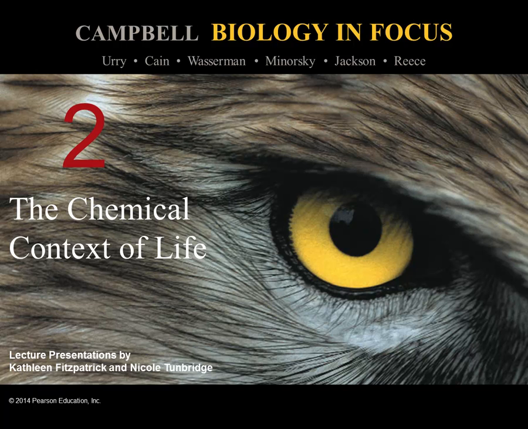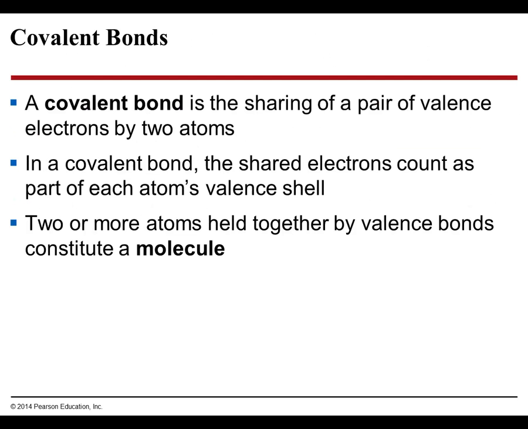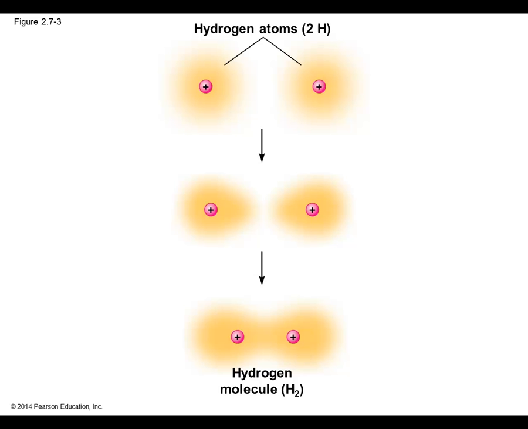This mini lecture is still in Chapter 2 and it's covering Concept 2.3, which basically is covering the major chemical bonds. And the first chemical bond we're going to deal with is covalent bonds.